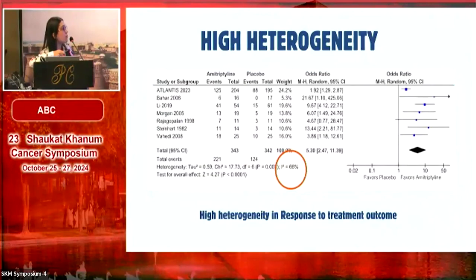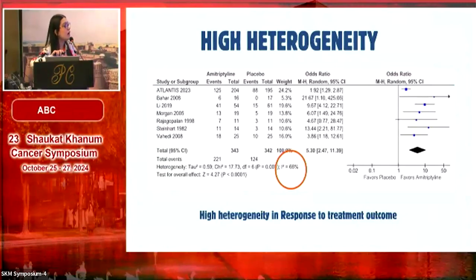So what was the problem with the response to treatment forest plot that I explained earlier? As we can see, the p-value is less than 0.05, which is great. But the heterogeneity among all of these studies was really high, because these studies range from 1982 to 2023. So there were studies happening across decades, and it also introduced significant heterogeneity in our studies. As we can see, the heterogeneity was 66%.